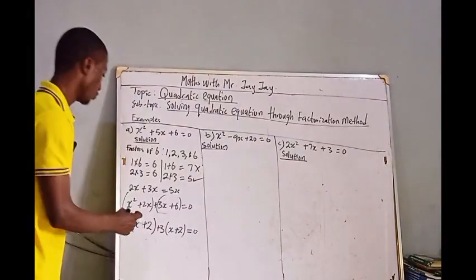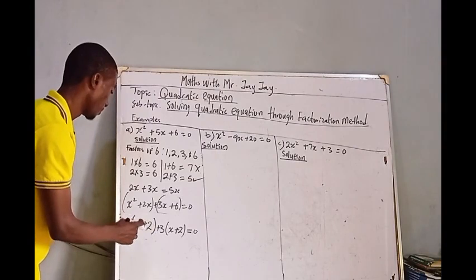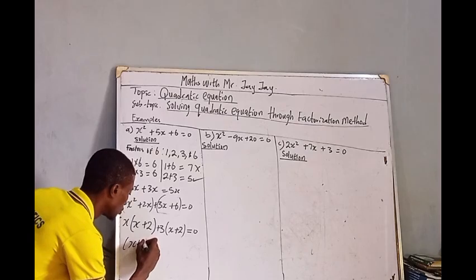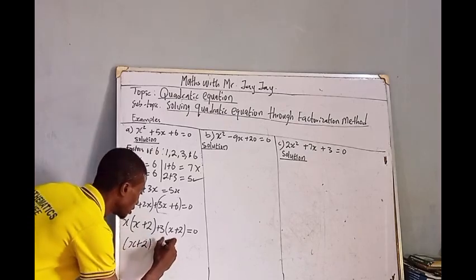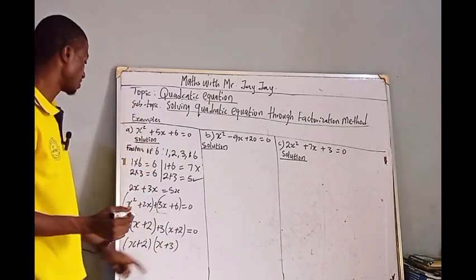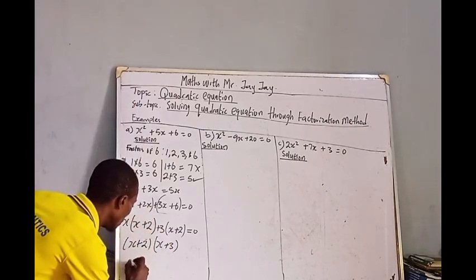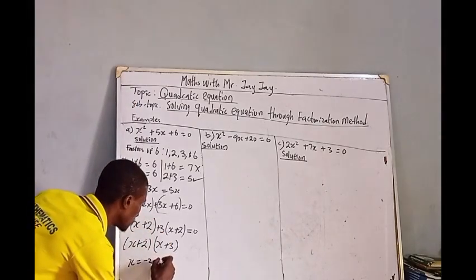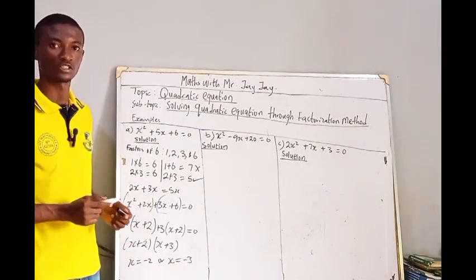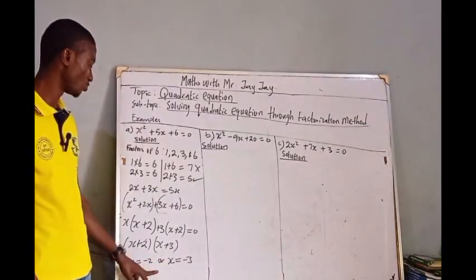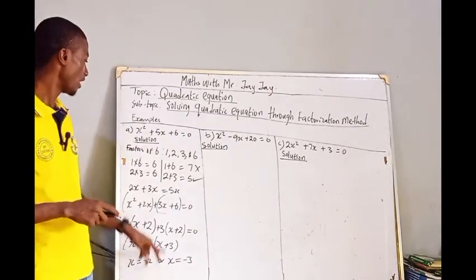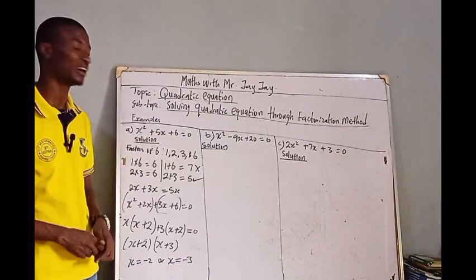So what do we do next? We just have to pick out one of the x plus 2, and then x, then plus 3. This solves our problem. When you simplify, you're going to have x equal to -2, or x equal to -3, and that settles the problem. This is what we call the roots of the equation. We have been able to solve this particular problem.